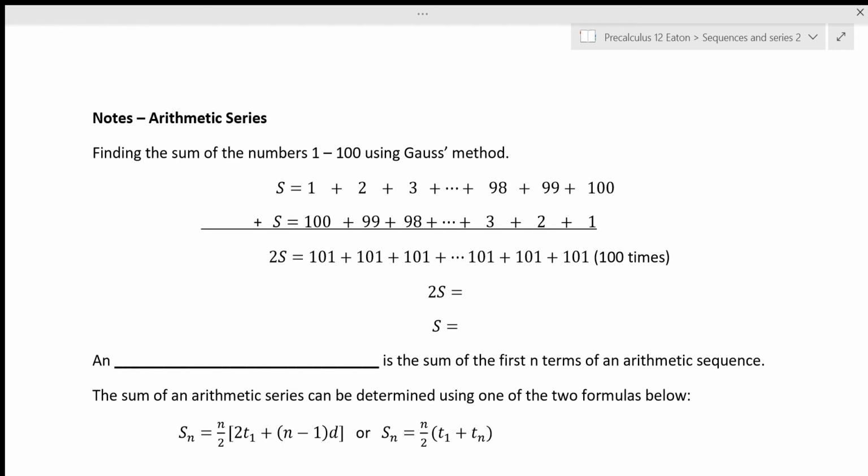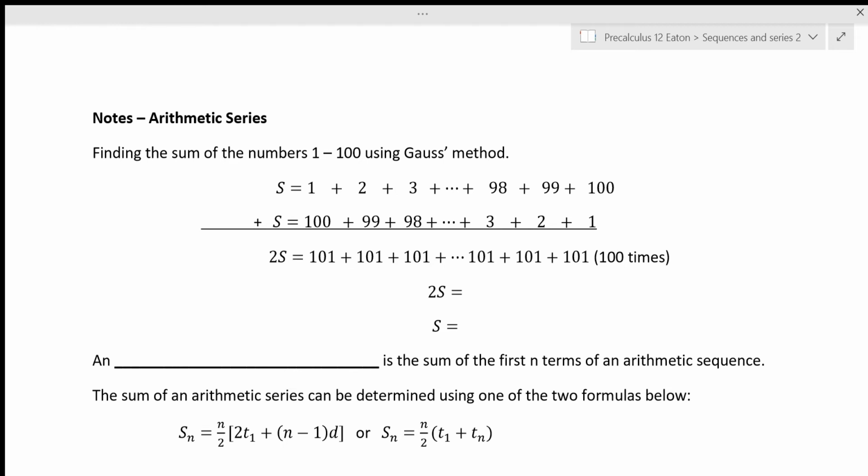And a mathematician called Carl Gauss came up with a method for doing something like this. His method was to list all of the numbers in ascending, or going up, order, and then to list the numbers again, but this time in descending order. So we have our sum, which is 1 plus 2 plus 3, etc., plus 4 plus 5 plus 6, all the way up to plus 99 plus 100. And then we're going to list it backwards. So 100 plus 99 plus 98 plus all the numbers in between, plus 3 plus 2 plus 1.